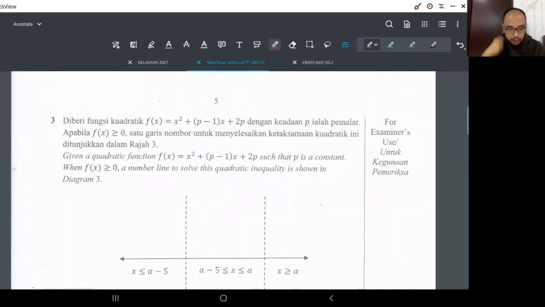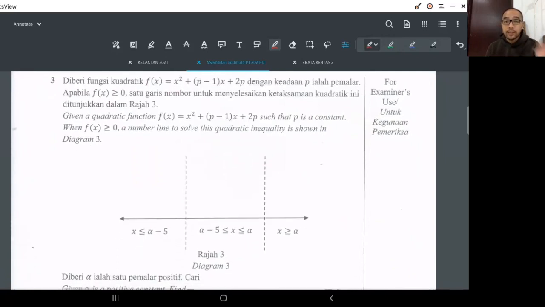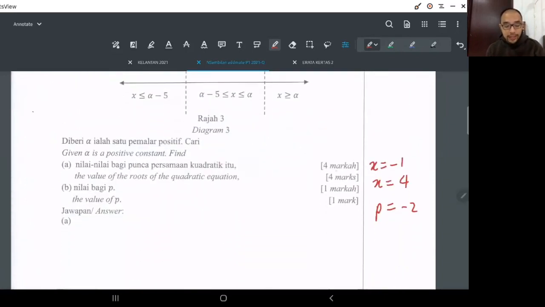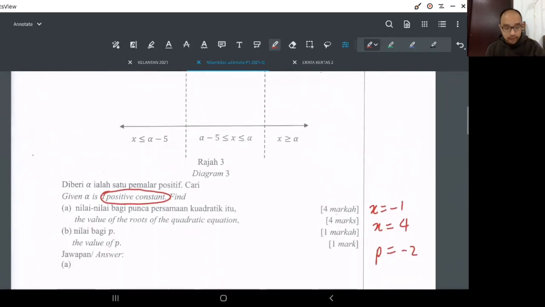All right, question number 3. Also another conceptual question. Given a quadratic function with this, such that p is a constant. When f(x) is more than 0, you're given this, a number line is used to solve this quadratic inequality, that is shown in this one. Now you're given that alpha is a positive constant. We have to find the value of the roots of the quadratic equation.